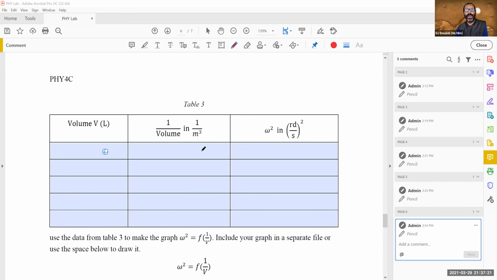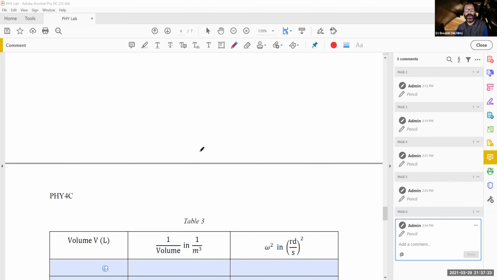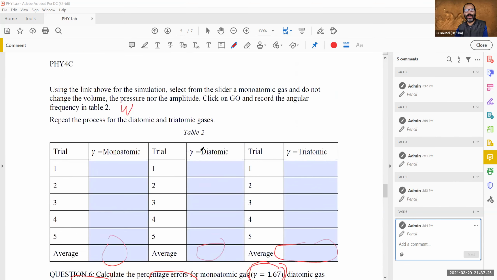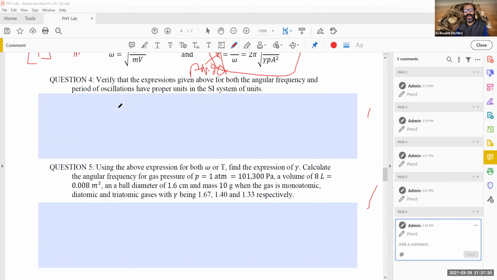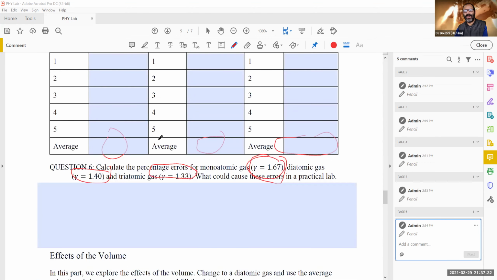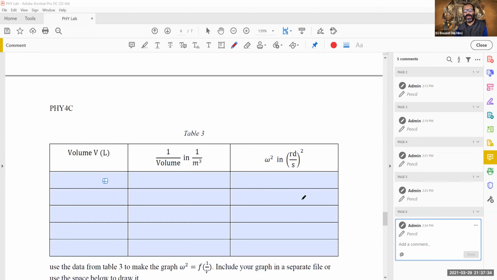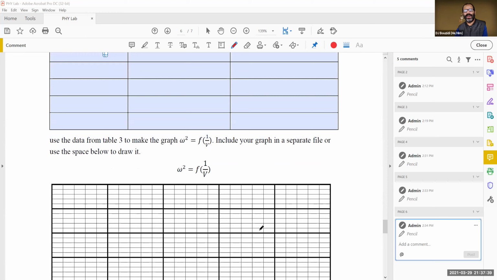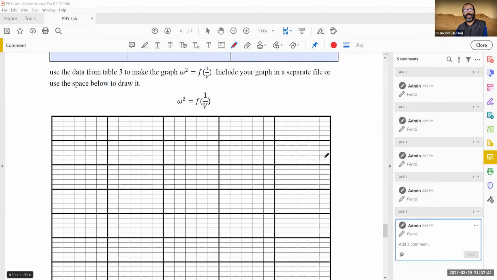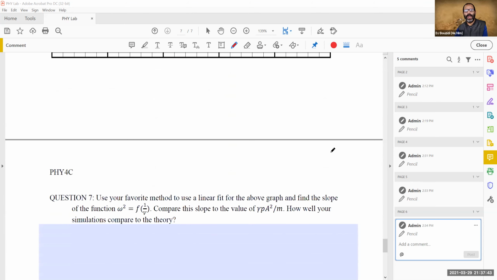So once you change the volume, you're going to put 1 over V, because remember, 1 over V is coming in the denominator as the x-axis in here. And this is omega squared. And the values you get from the table are going to be the different frequencies omega squared. So you're going to have a line in here where omega squared is a function of 1 over V. And you're going to find the slope in here, okay? Use your favorite method to find the slope, and then that slope should be gamma squared, how well your simulation is compared to the theory.